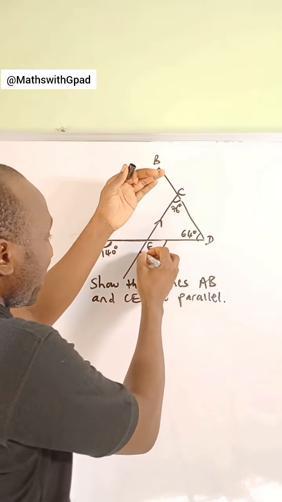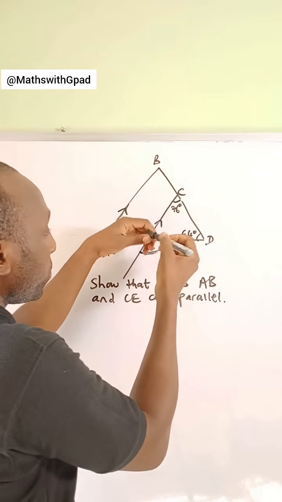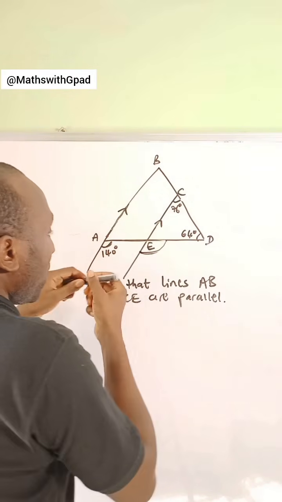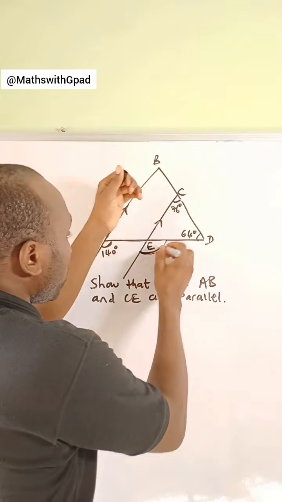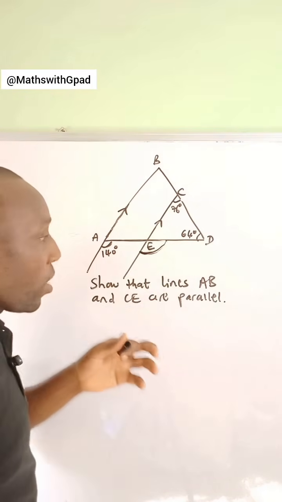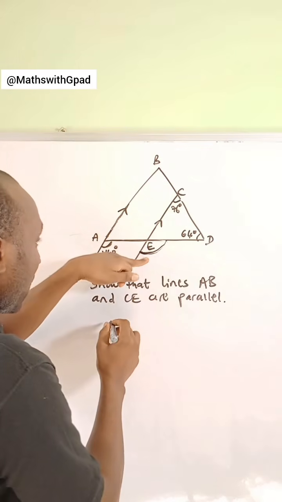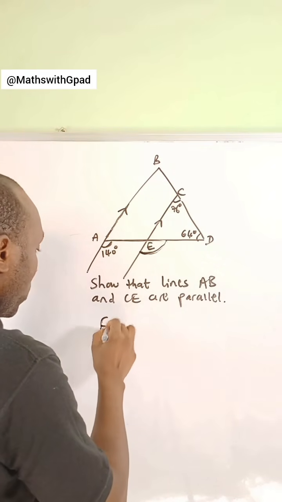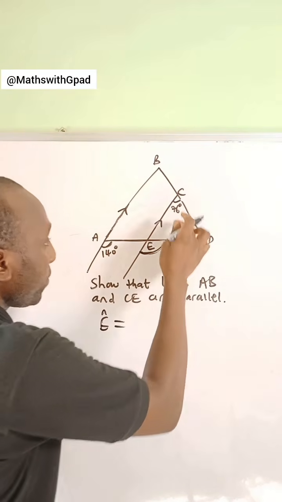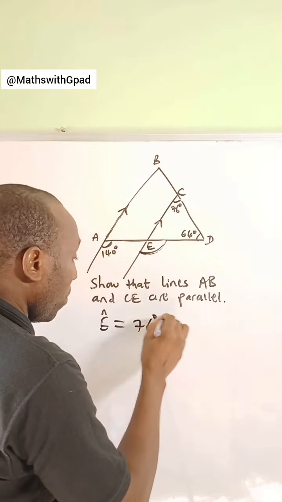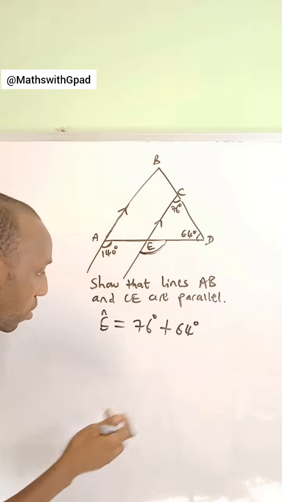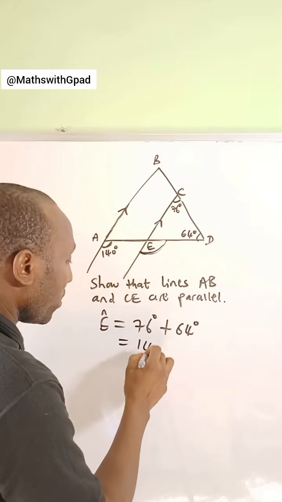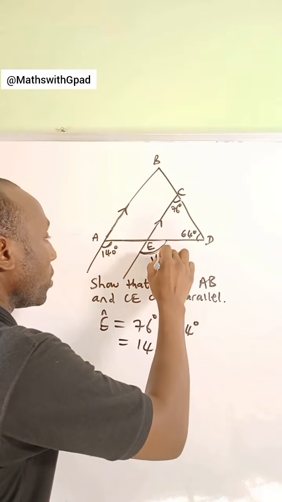Now, this angle is an exterior angle to this triangle. So from what you know about exterior angles of a triangle, it is equal to the sum of the two opposite interior angles. So this angle, I'll just call this angle E. Let's just say angle E is equal to 76 degrees plus 64 degrees. And if you add these two angles, you are going to get 140 degrees. All right, so this is 140.